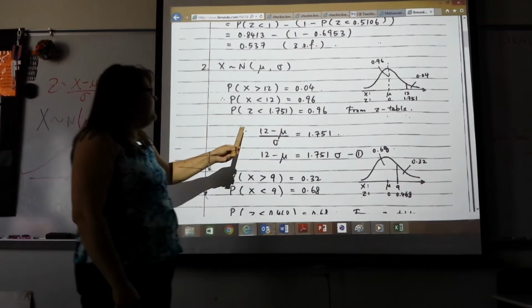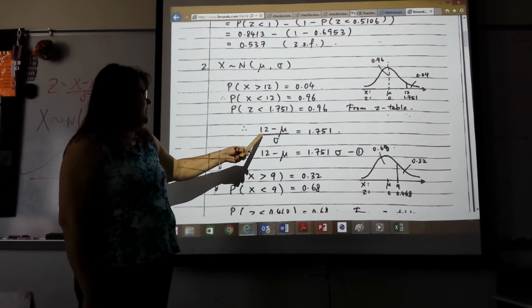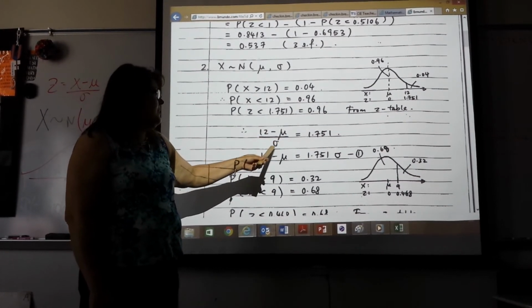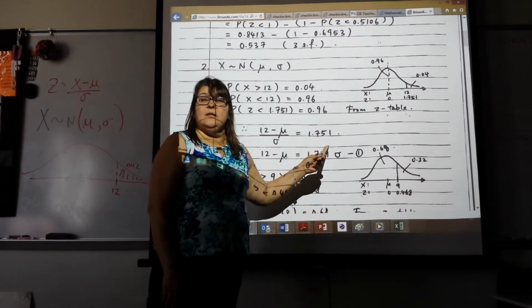Now, keep in mind that my little formula is x minus mu, which we don't know, over sigma, equals the z-score, which is what we just found.